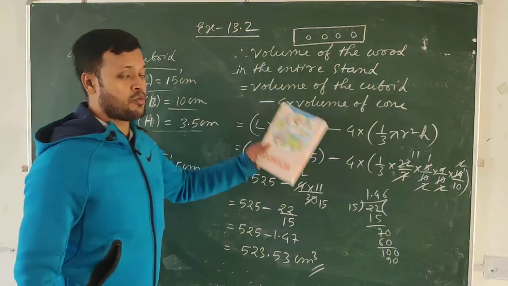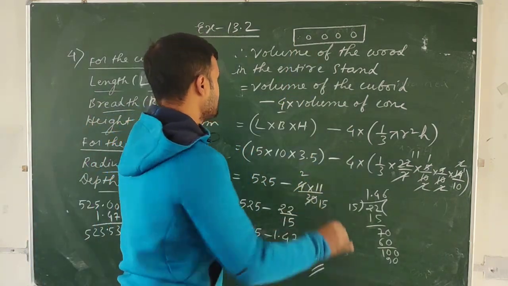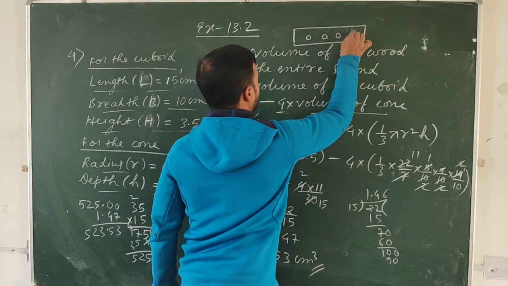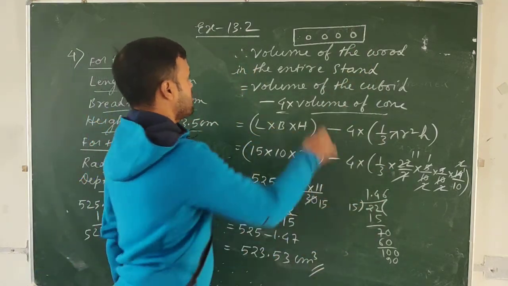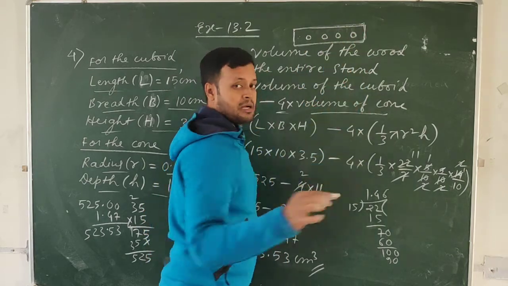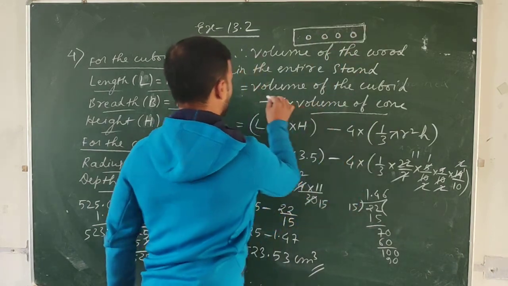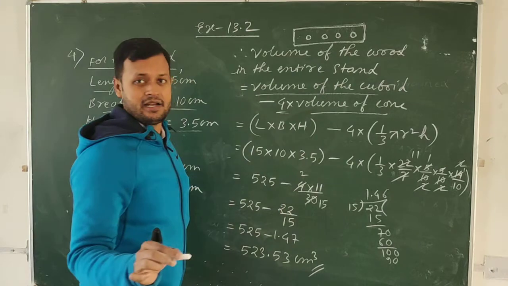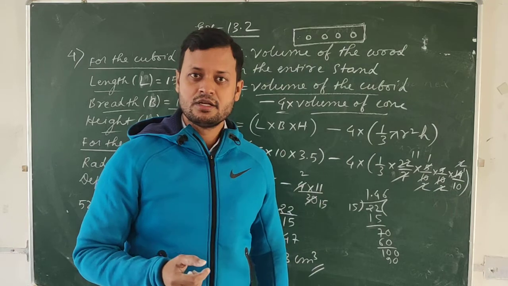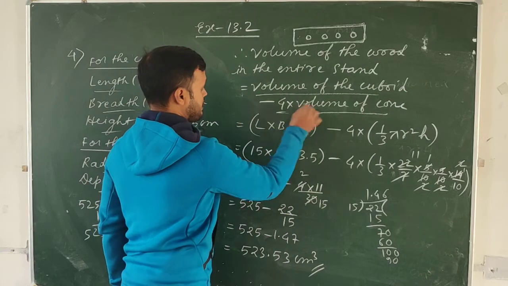Now, the volume of the wood in the entire stand is how much? Volume of the cuboid minus 4 into volume of cone. How many cones are there? 1, 2, 3, 4, isn't it? So from the volume of the complete cuboid, the complete pen stand, we subtract 4 times the volume of the cone, because the conical wood has been taken out. So we have to subtract this. This is volume, remember, this is not surface area.